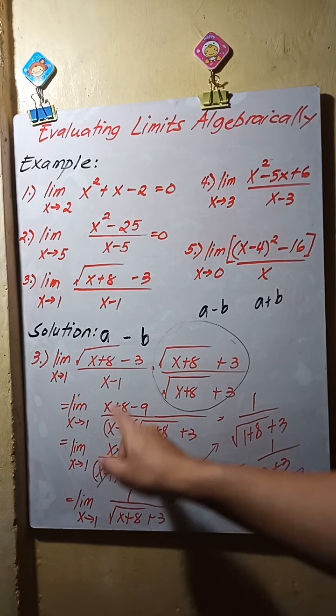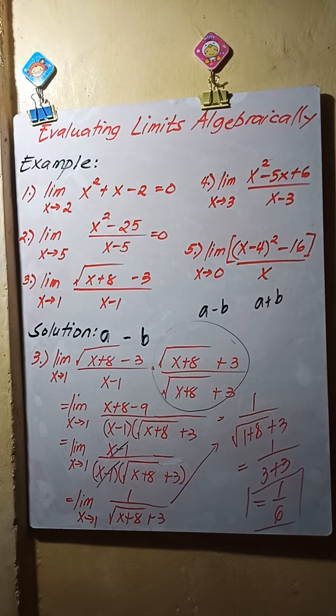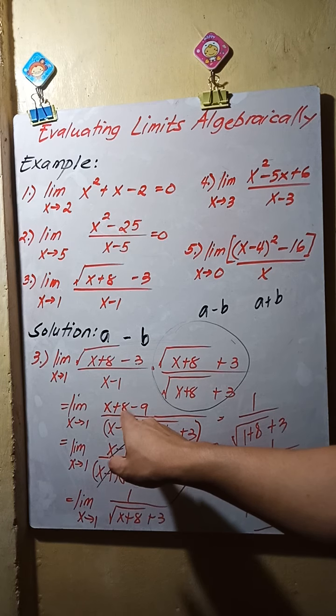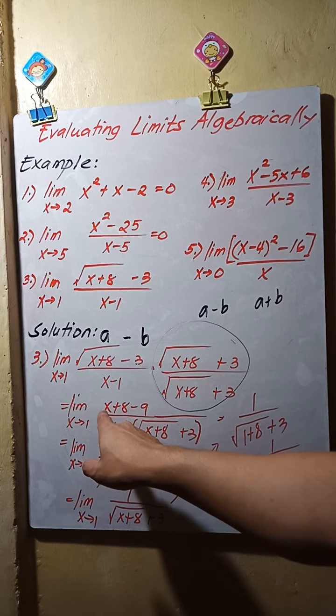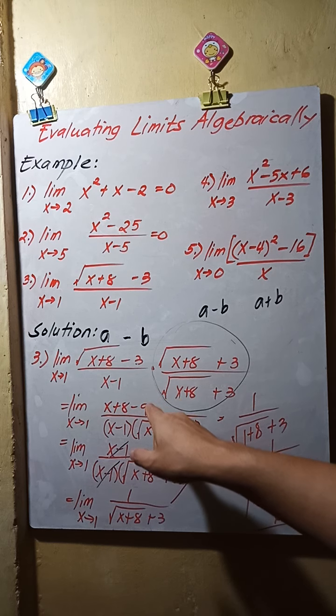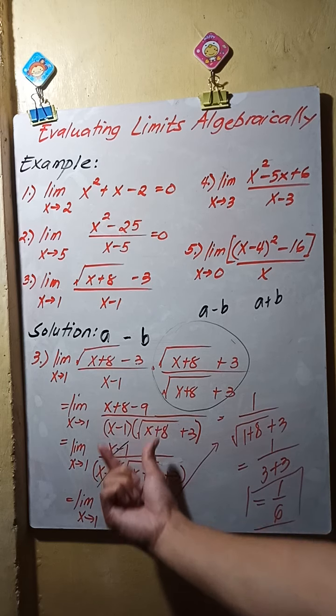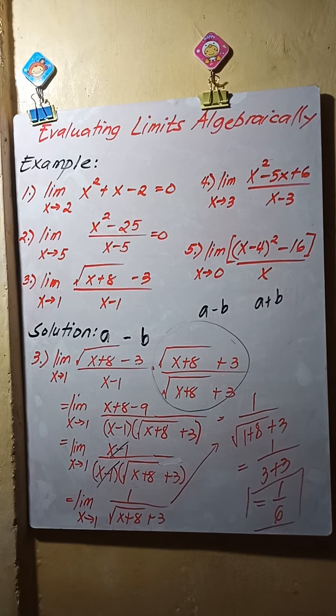And then, copy the denominator and copy the denominator again. This means nothing changes in the denominator. After that, we evaluate the numerator, x plus 8 minus 9. So, 8 minus 9 is negative 1. Therefore, we have x minus 1. And then again, we just copy the denominator.